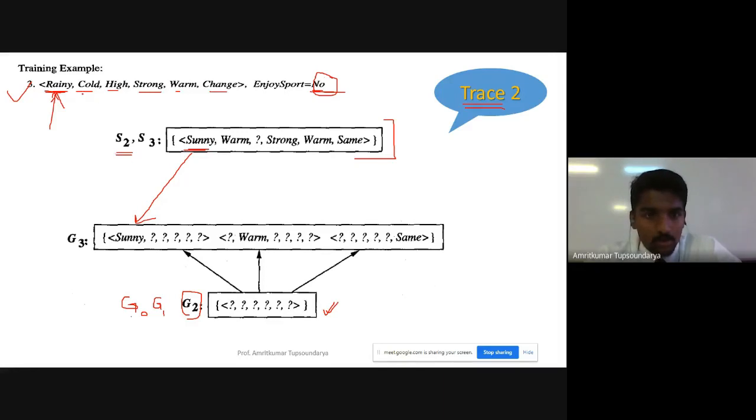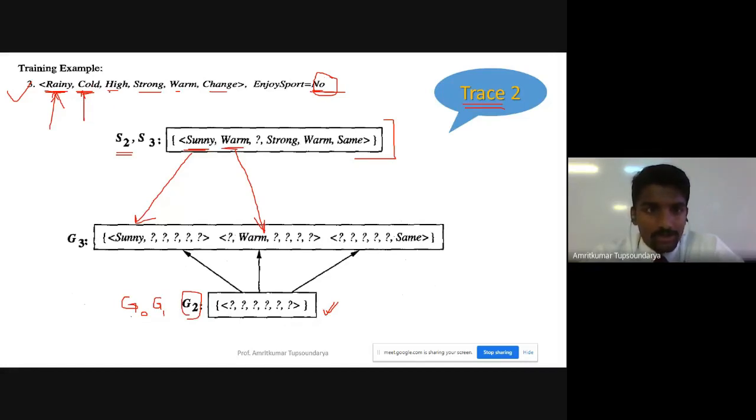Now when we see cold, the second attribute value in the negative training example, again the value is different, but we had a warm value here. So again a new hypothesis will be generated, a completely new hypothesis with only warm as the specific value and all others as general value. So for each attribute value, we are generating a brand new hypothesis.